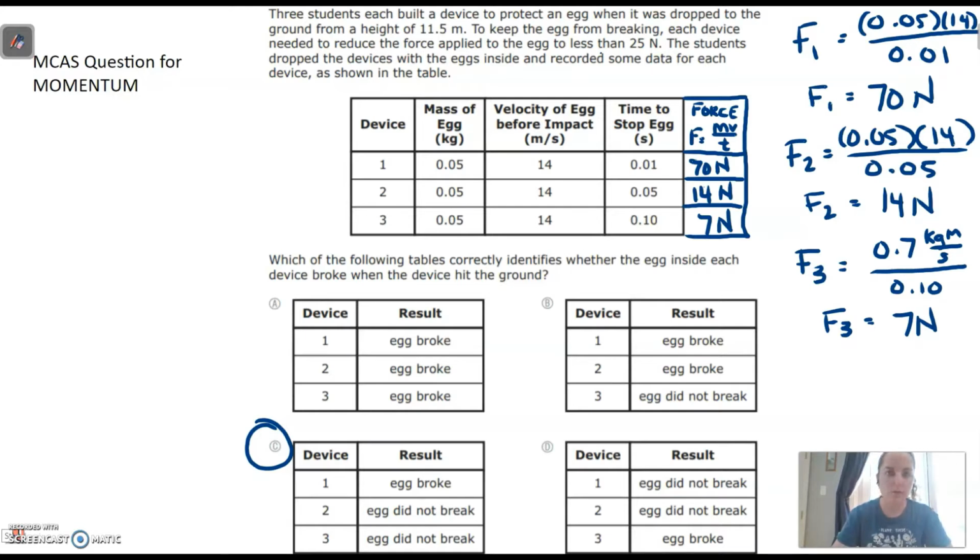If it was less than 25 newtons, then the egg survived. So C is the right choice, because device 1, that egg is going to break. Device 2, that's going to survive. Device 3, it's also going to survive.